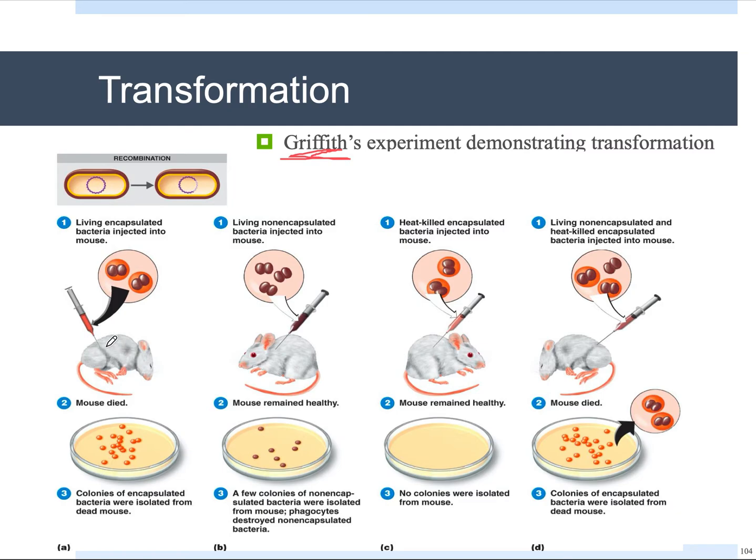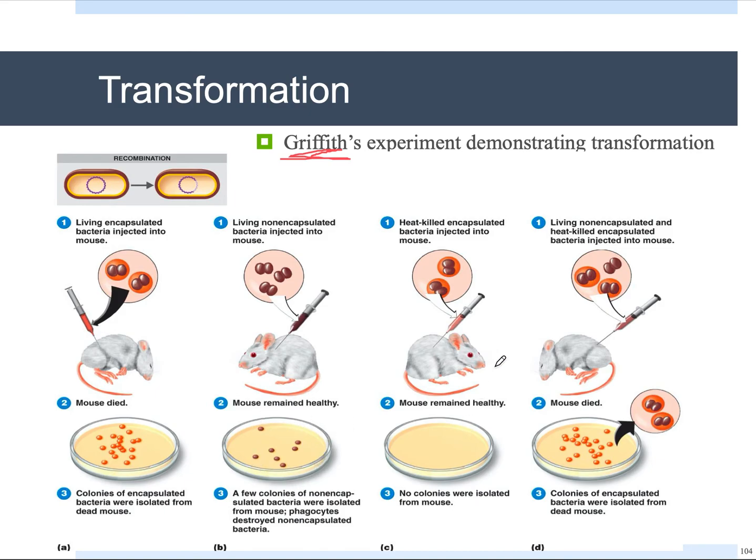We're able to isolate the bacteria from them and grow them on a culture media. Then you have other strains that are not encapsulated bacteria and so are not virulent. And so if these were injected into healthy living mice, they continue to remain healthy, and we're still able to isolate these unencapsulated or non-encapsulated bacteria from them.